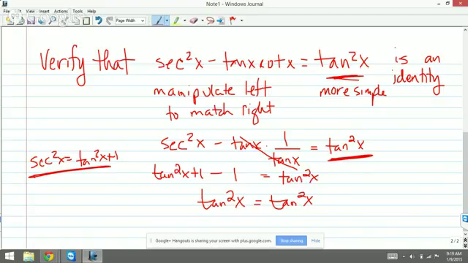It's +1 -1 is 0. The tangents cancel out. So you have -1. What one? The +1 comes from the identity. Secant squared is tan squared x +1. So I insert. Okay.